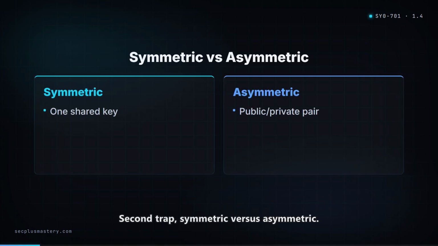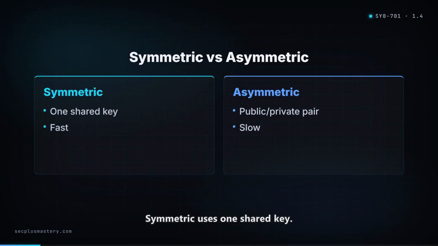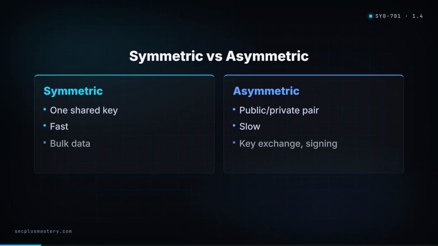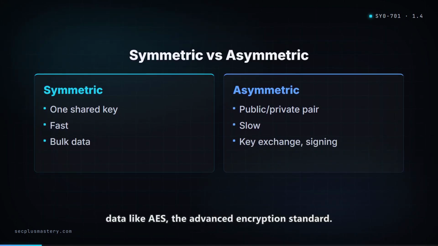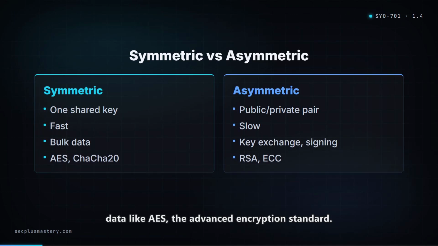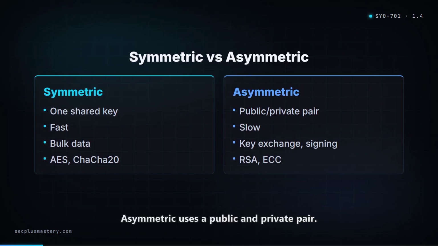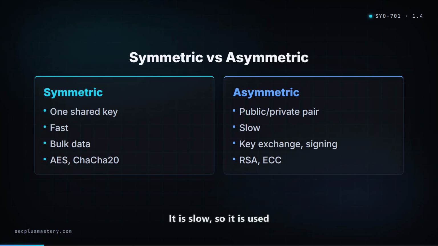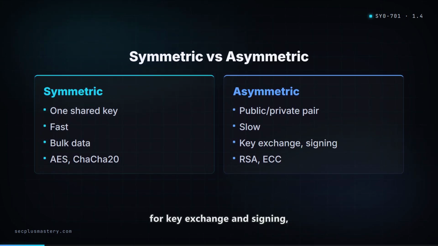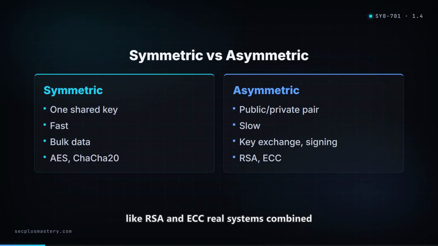Second trap, symmetric versus asymmetric. Symmetric uses one shared key. It is fast, so it protects bulk data, like AES, the Advanced Encryption Standard. Asymmetric uses a public and private pair. It is slow, so it is used for key exchange and signing, like RSA and ECC. Real systems combine both.